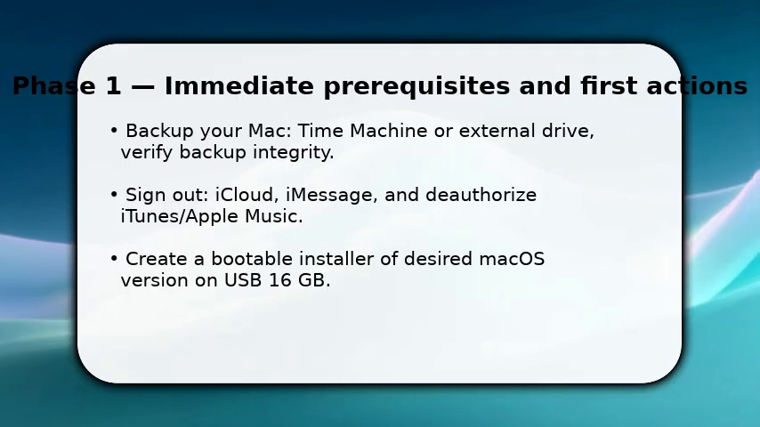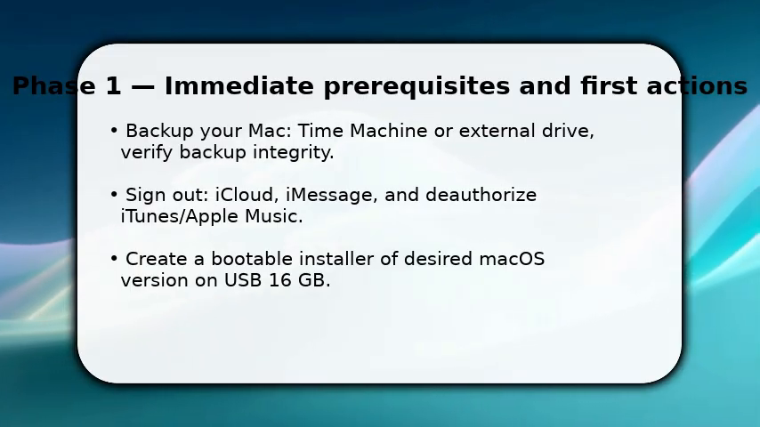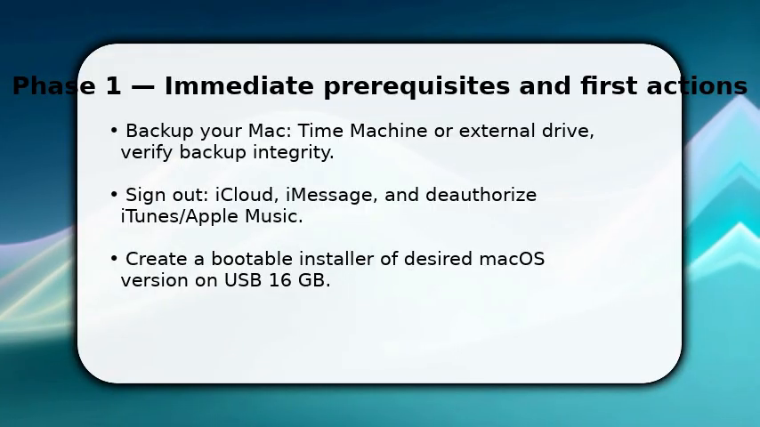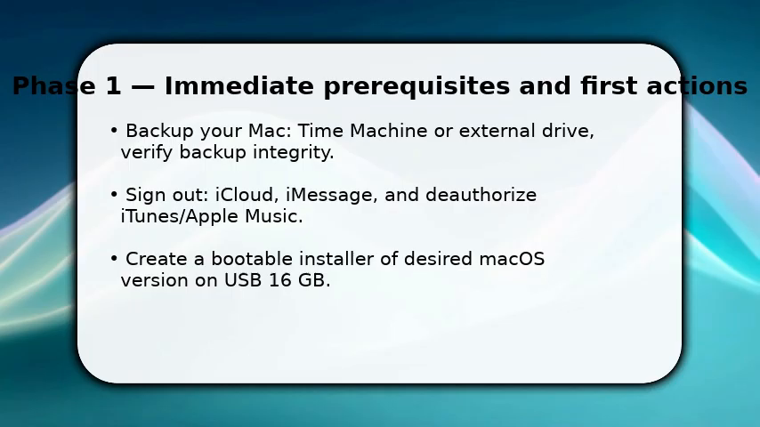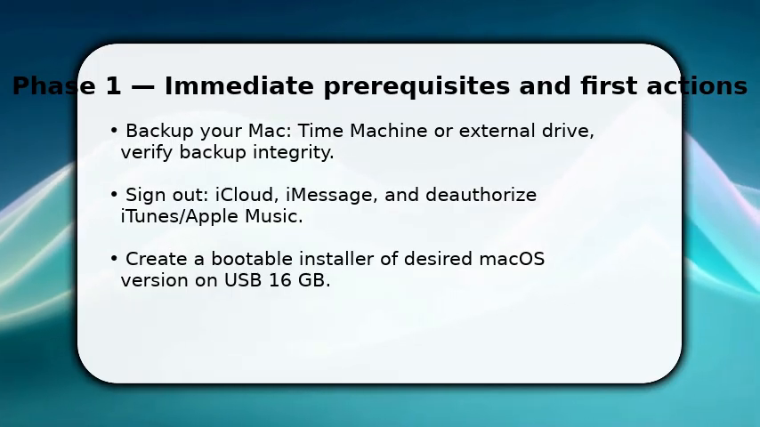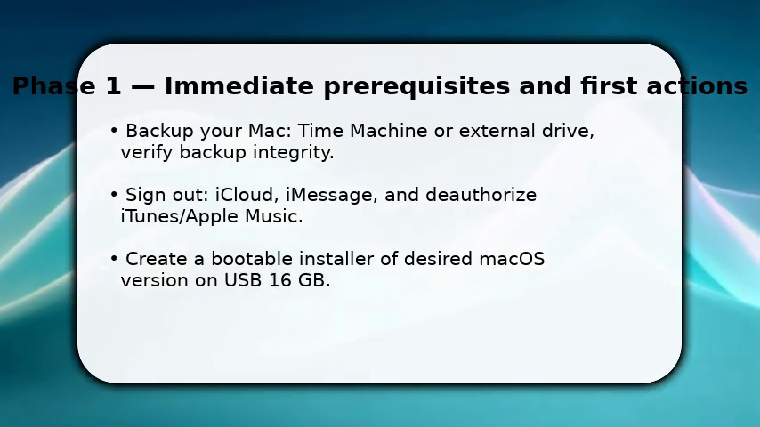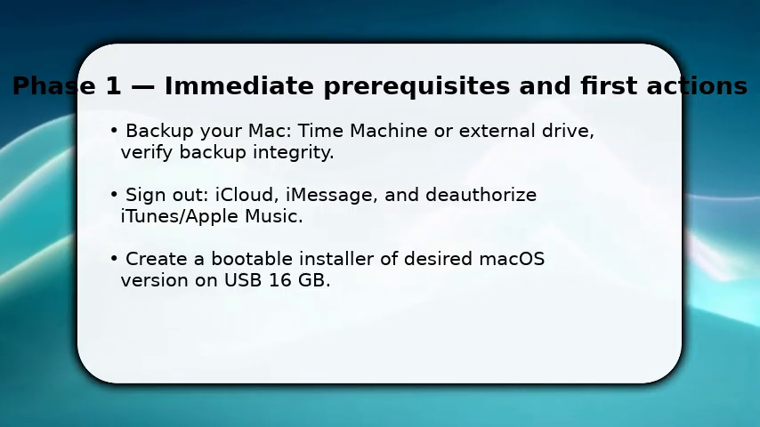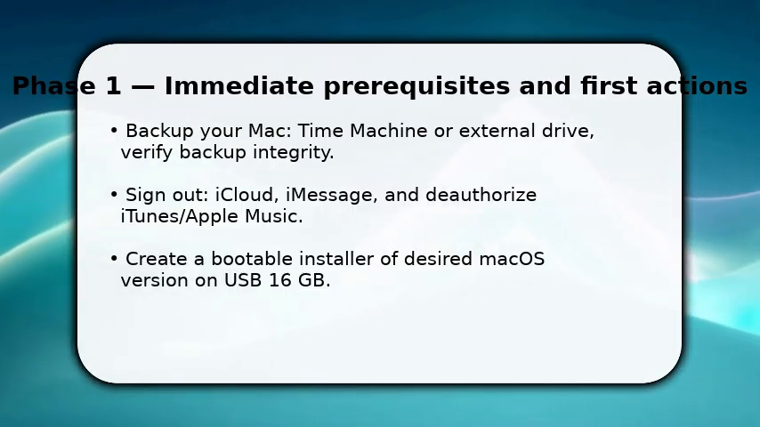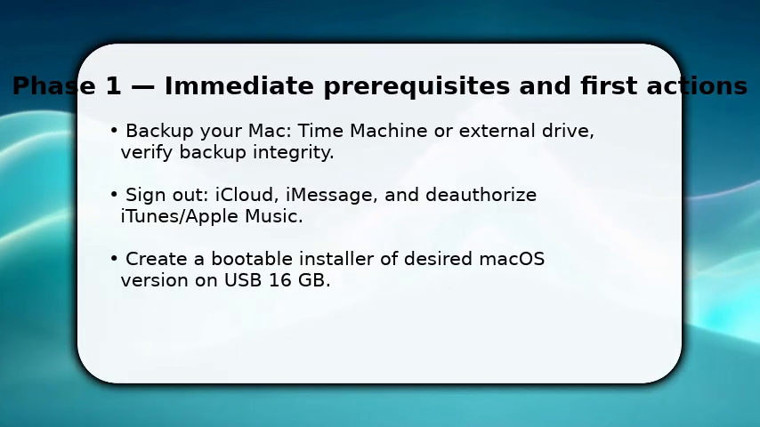You begin by securing your data. Make a full Time Machine or external drive backup, and confirm it works. Once done, sign out of iCloud, iMessage, and deauthorize Apple Music so activation locks don't persist. Next, create a bootable USB installer of the macOS you want to install instead. Use a 16 GB drive and the createinstallmedia Terminal command. These steps prevent data loss and activation problems.